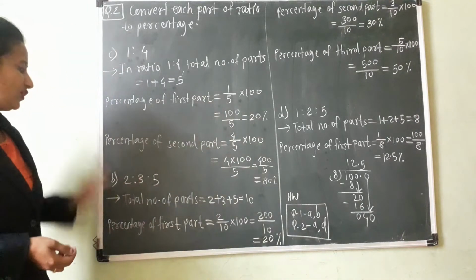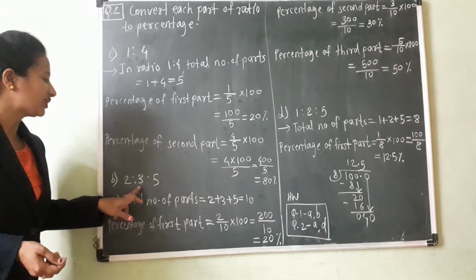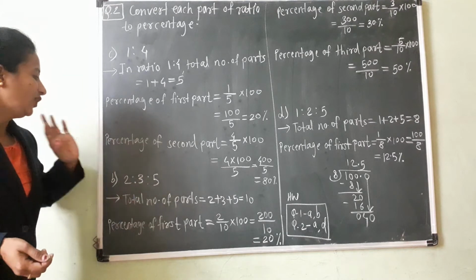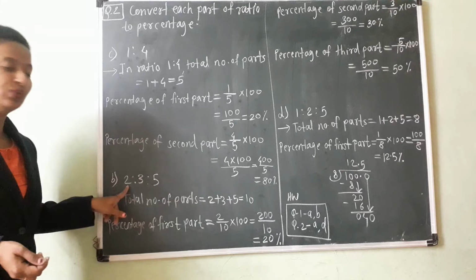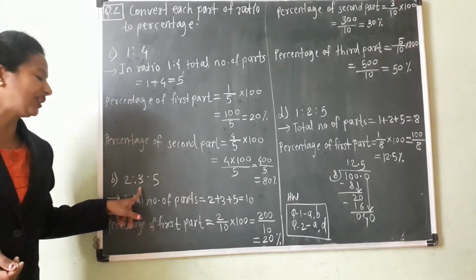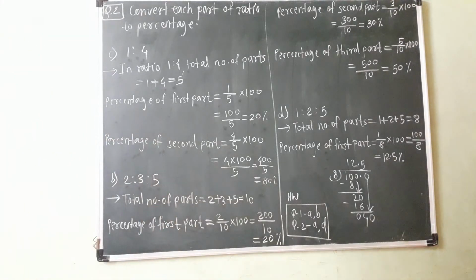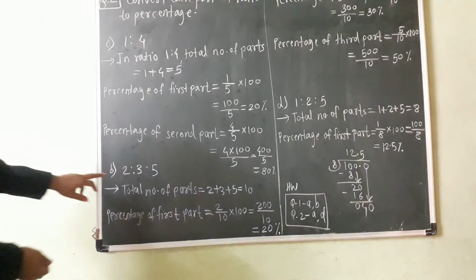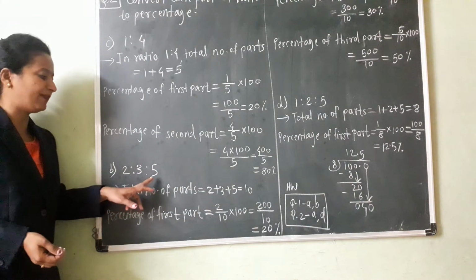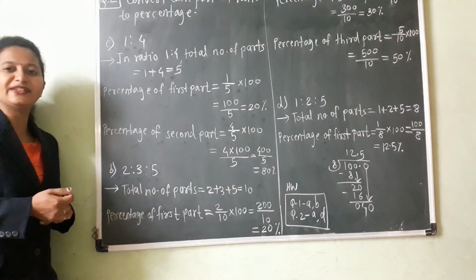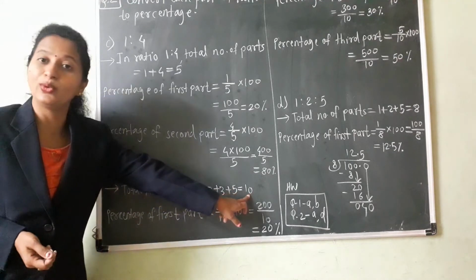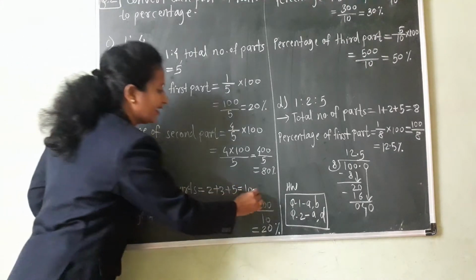One more sum I will show you. B sum: 2:3:5. This is the question. What is the first part here? 2. The second part is 3 and the third part is 5. So here 3 parts are given. First find the total parts. It's 2 plus 3 plus 5, which is 10. So the total parts are 10.